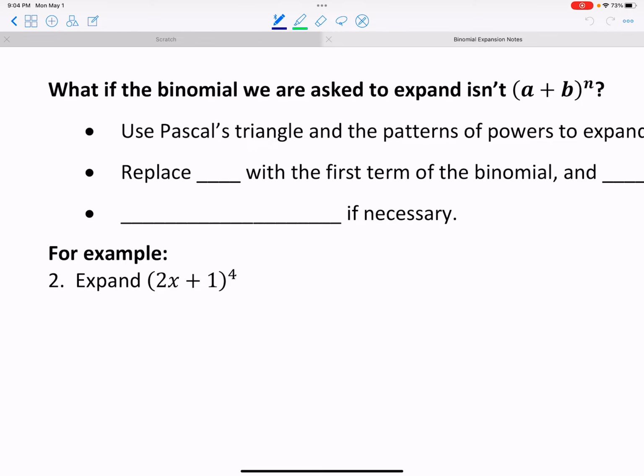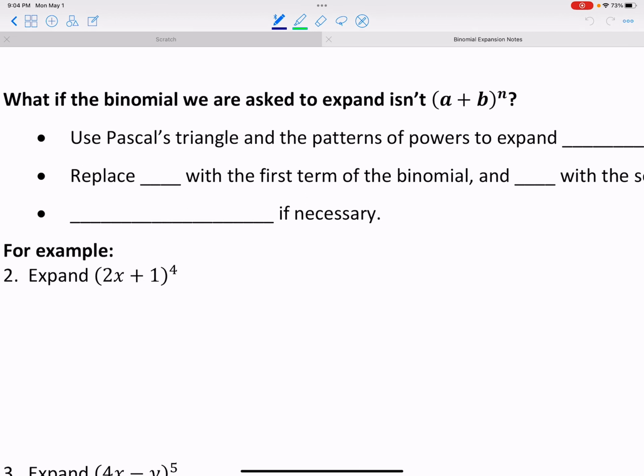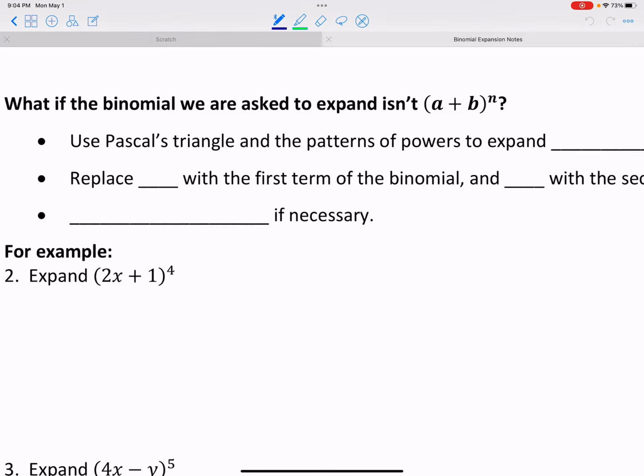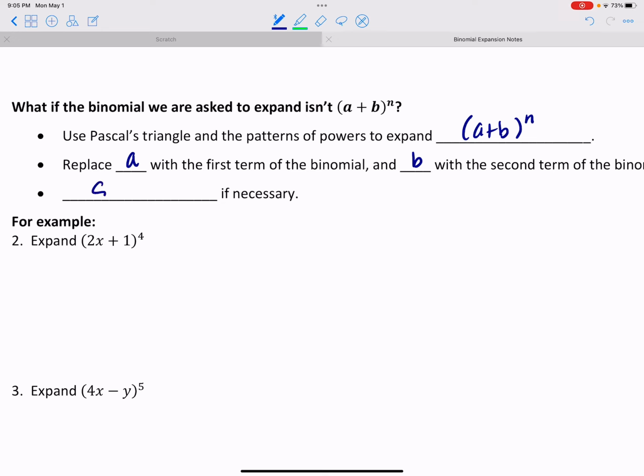if our binomial isn't in the a plus b to the nth format, I would still start by expanding that form. So I'm going to use Pascal's triangle and the patterns that we just talked about in those powers and those exponents to expand a plus b to whatever the power is I'm looking for. And then I'm going to make some substitutions. I'm going to replace a with the first term in the binomial in my example, and then replace b with the second term of the binomial in my example. And then all we'll have left to do is simplify.